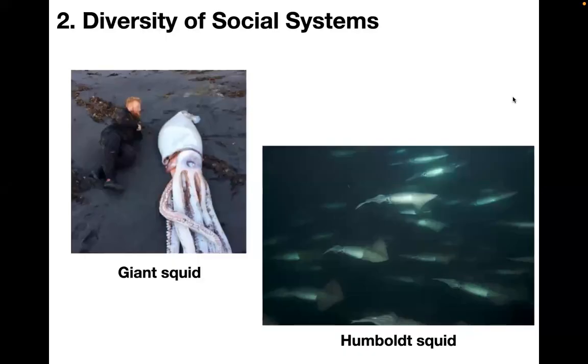And if the video didn't come through the Zoom, I tried to put the links in so you can watch them on your own. Here's a picture of a giant squid and a school of Humboldt squid. Pretty scary. Think of swimming with that. They're known to attack humans. I read something about that when I taught the course a couple of years ago.